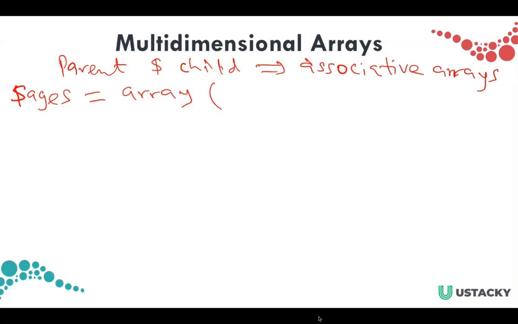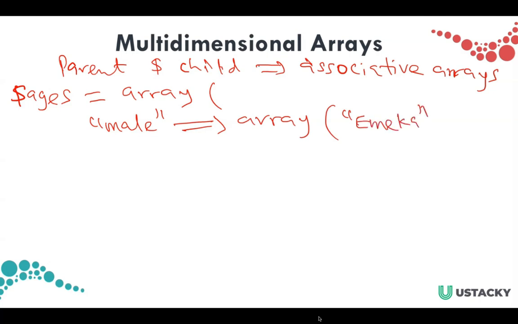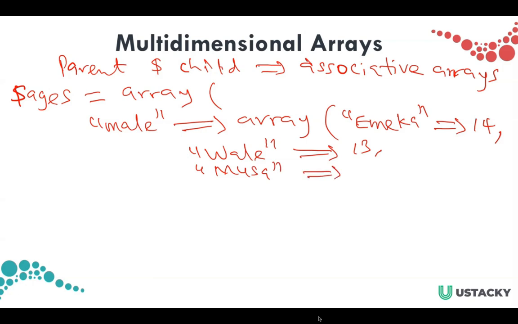So you have a key. The first key is male. And this is pointing to another array, another associative array. So we have array. And the key here is Emeka, who is 14 years old. We also have Wale, who is 13 years old. We also have Musa, who is 12 years old.